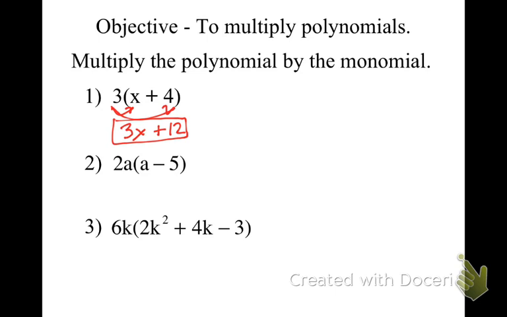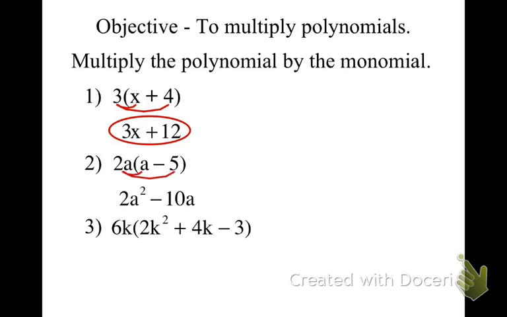We cannot figure out what x is. Do not even try. There is no way to. So this is a simplified polynomial. I'll try the next one with you, and you're going to do 2a times a is 2a squared, and 2a times negative 5 is negative 10a. Now pause the recording and you try number 3.